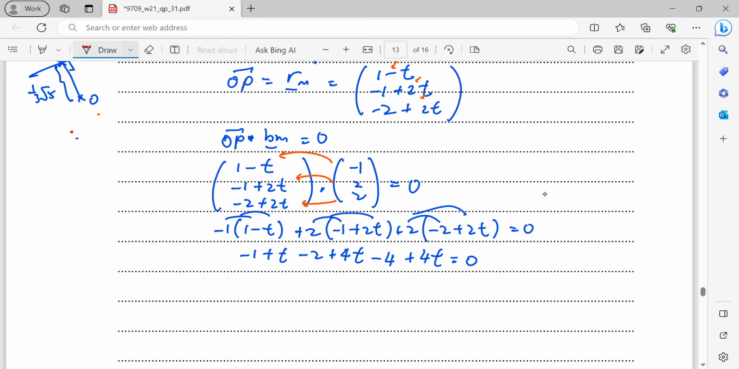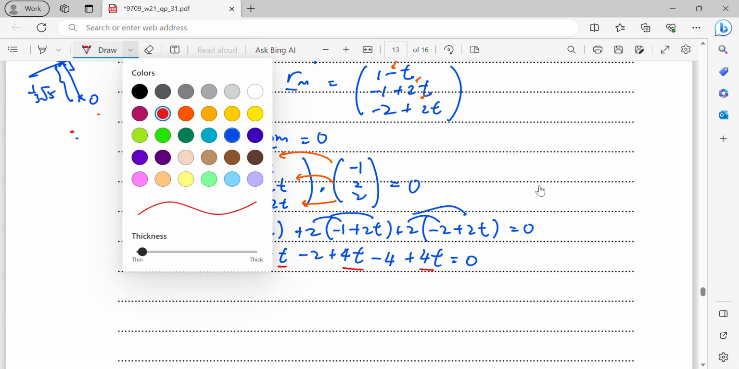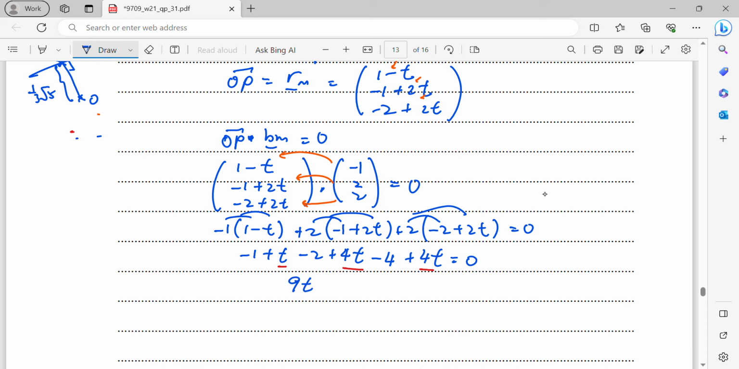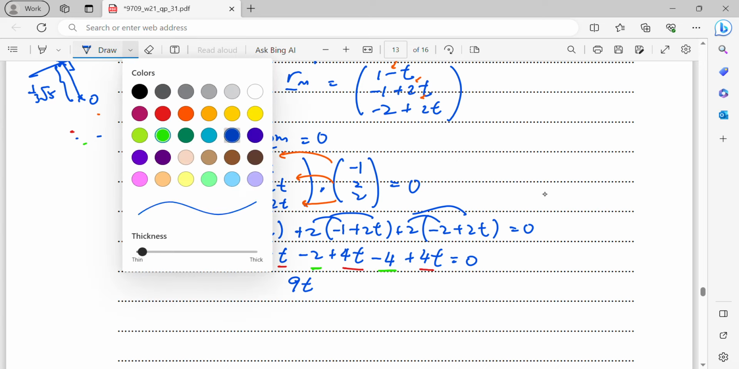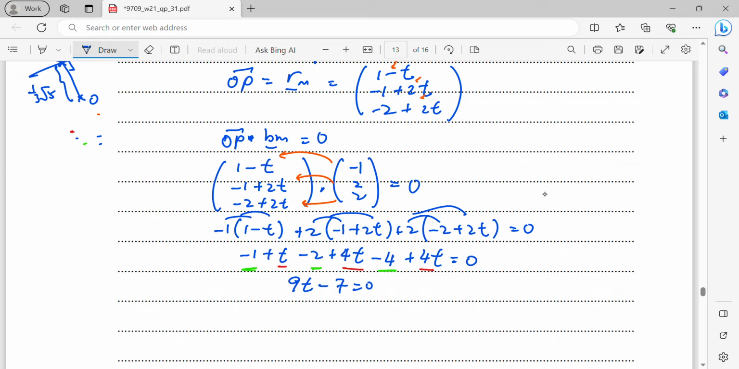Okay, so from here, I will get 4t plus 4t is 8t, plus another t is 9t. So I will write 9t. Then minus 1 minus 2 is minus 3, minus 3 minus 4 becomes minus 7, equals 0. That means 9t is 7. Hence, t is 7 over 9. Okay, so it means that when t equals 7 over 9, you will be getting the point P such that OP is perpendicular to BM.